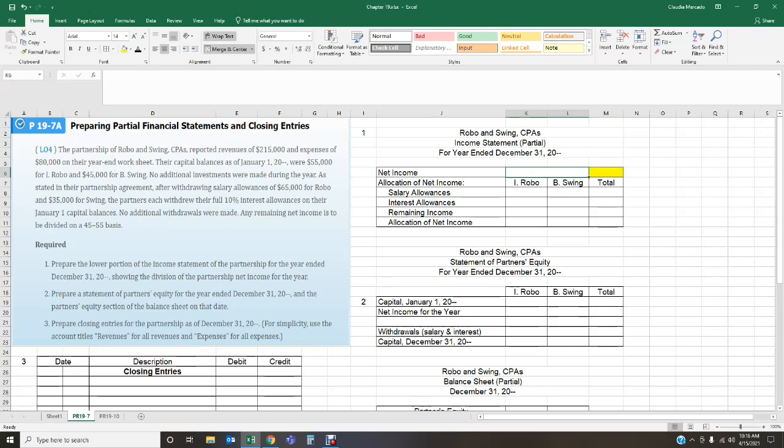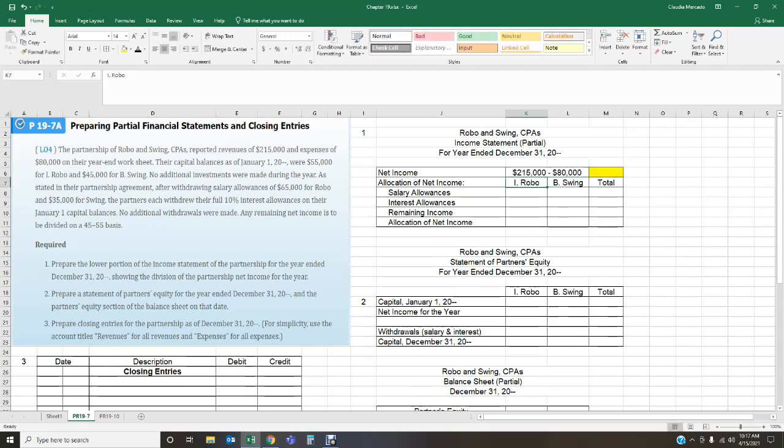Well, first of all, let's go back and say, what is net income? Net income is your revenues minus your expenses. Now, do they provide that information to us? Yes, they do. It says that our revenues are $215,000. It also says that my expenses are $80,000.